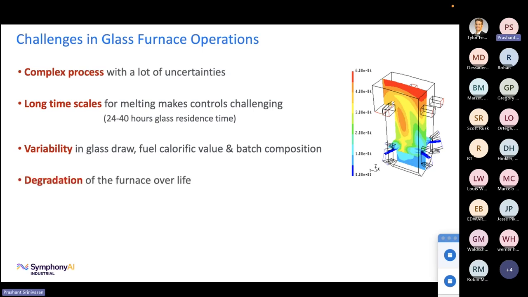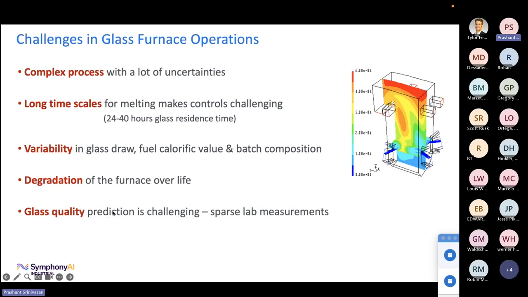Then you also have degradation of the furnace over life. These furnaces typically tend to degrade. There is refractory degradation. You have deposits building up on the furnace walls, and you also have other sources of degradation. So this is something that you always have to deal with, and this also changes to some extent the heat transfer properties and the behavior of the furnace over time, and the efficiency as well degrades.